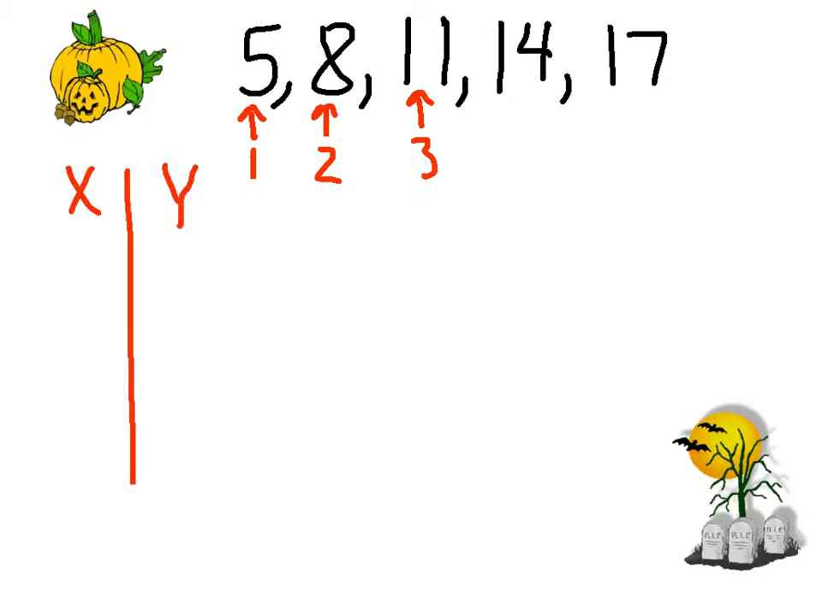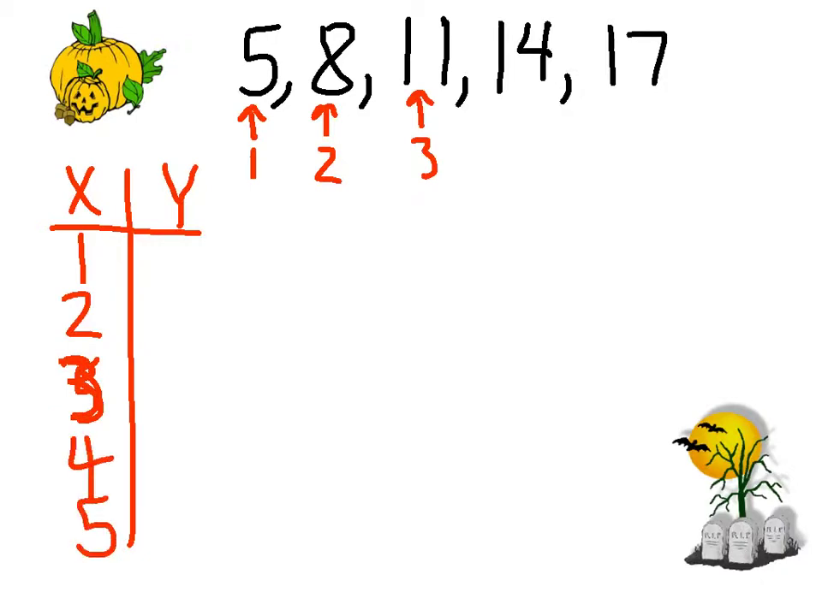So we're going to make a table of our x and y values. We have 5 values, so 1, 2, 3, 4, 5. For 1, our y is 5. For 2, our y is 8, and we just fill in the table like that. And 17.